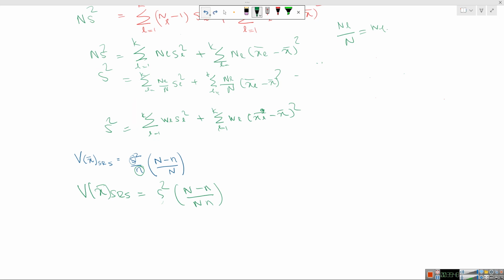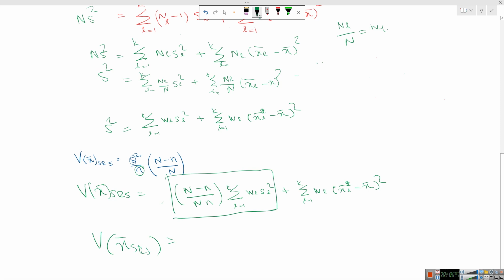So let me copy that and paste here. Instead of this s squared, I'm just writing this over here, so don't confuse. Now you see, this is simply what we have studied: variance of x bar simple random sampling is equal to, this is nothing but the equation of variance of x bar stratified under proportional allocation, plus this one, summation i equals 1 to k wi (xi bar minus x bar) whole squared.